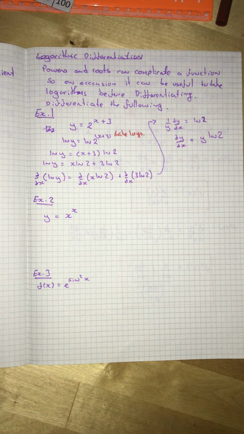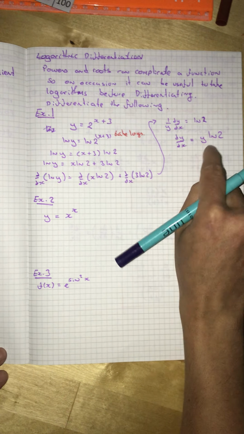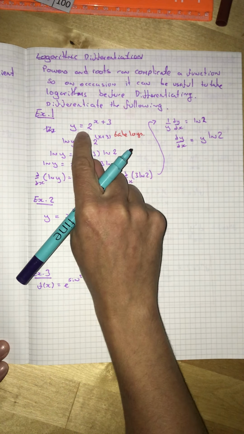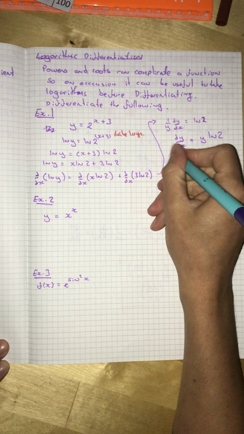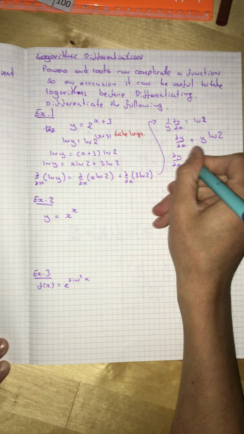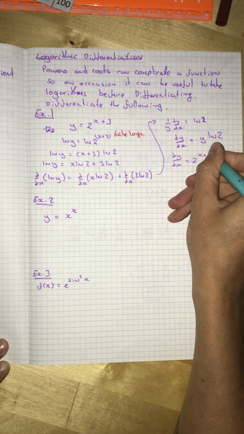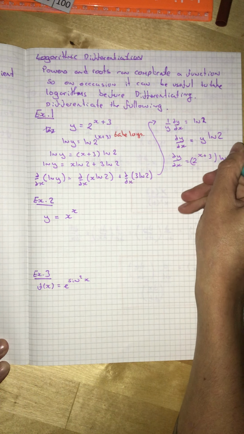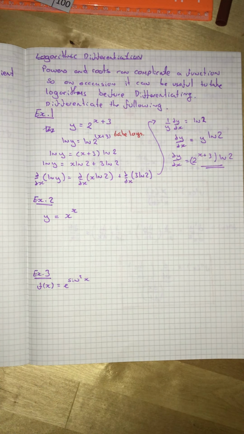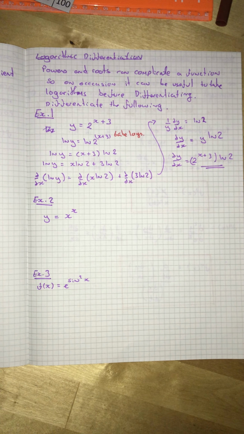So we get dy by dx equals y log 2. It's not really convenient to have it in terms of y, but we know that y equals 2 to the power x plus 3. And that's differentiated, which is a lot easier than if you'd done it in a different way.